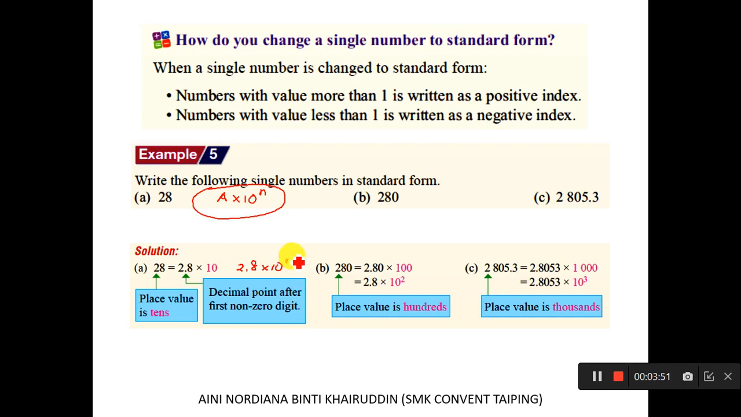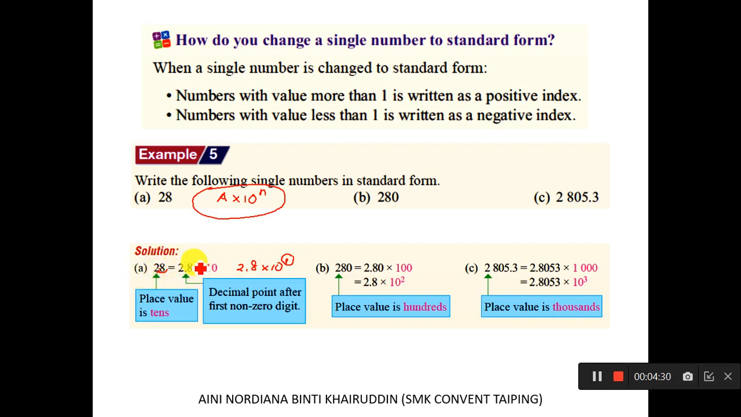So how to determine this number of index? Okay, from 28, the decimal point is at the end of the number. So when you move the decimal point to here, it becomes 2.8. So you move one time, so means times 10 to the power of 1. If you move two times, then times 10 to the power of 2. So how many moves we want to make? So it depends on the question.